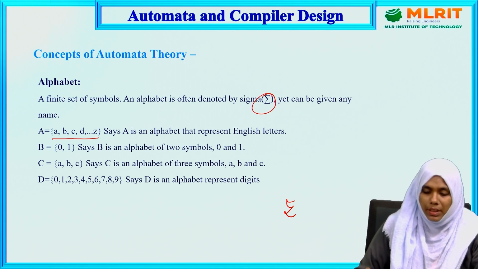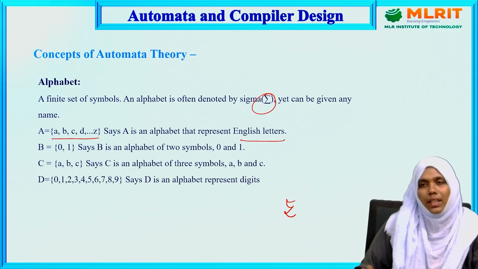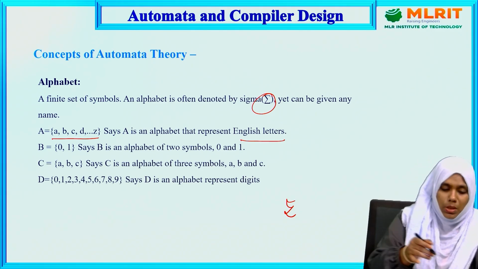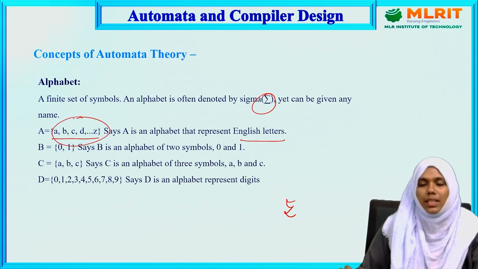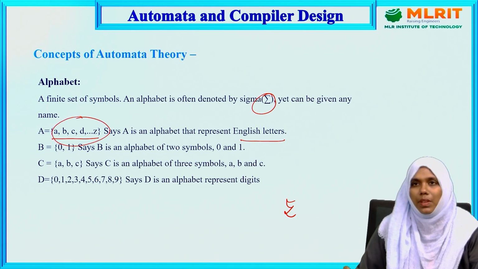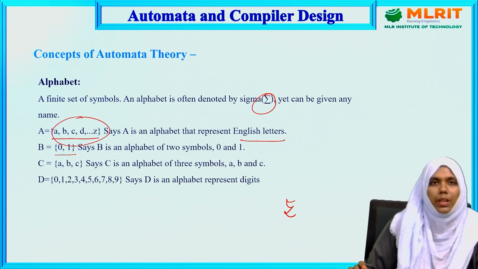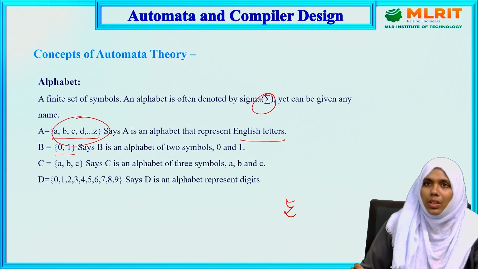So how can the alphabet be represented? The alphabet can be represented by any English letter. That means it can be A, it can be B, it can be C, and so on. Whatever letters are written in capitals can be displayed in terms of the alphabet. In the same way, if you take B equal to {0, 1}, then B is an alphabet having two symbols, that is nothing but a 0 and a 1.